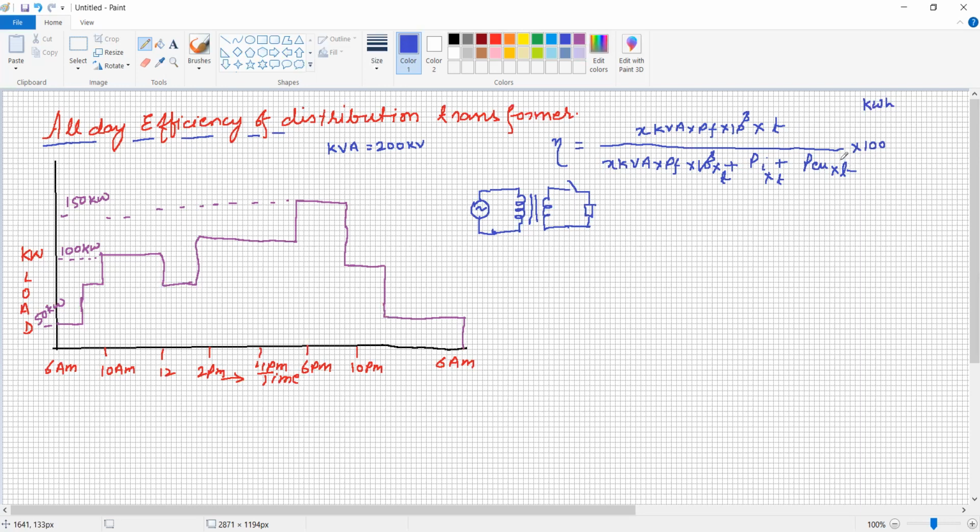Now, remember that in the case of a distribution transformer, the energy loss due to the iron loss will remain present even though the load is small, even if the load is 50% or 0. The energy loss in the iron losses is going to take place for 24 hours because the transformer remains connected with the source 24 hours, isn't it?